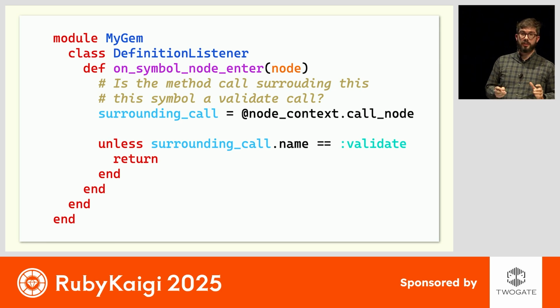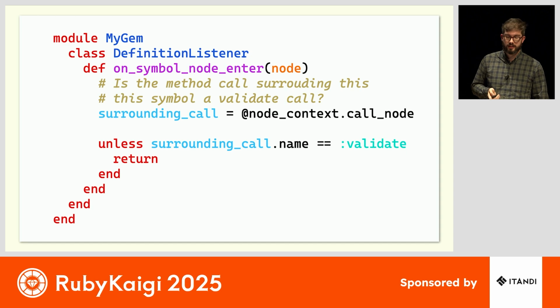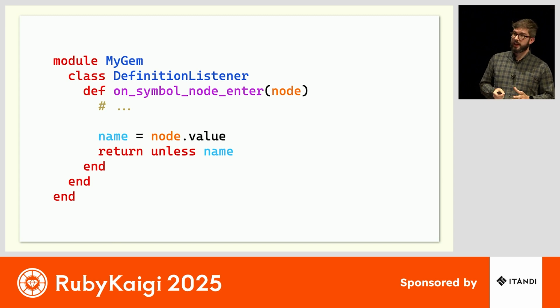The first thing we want to do is, we are not interested in any symbol. We are only interested in symbols that are being passed to a method call for validate. So we can use the node context to check, is there a method call surrounding this symbol node, and is that method call a call to validate? If that's the case, then we continue, otherwise we return early. We try to get the name of the symbol, the value of the symbol. Of course, here, if the user didn't finish typing, we need to account for that as well, so we return early if there's no name yet.